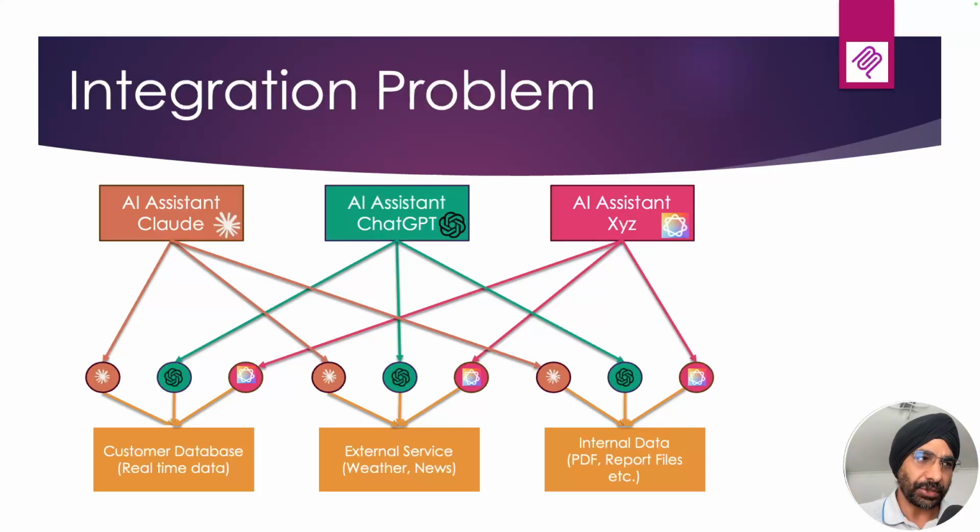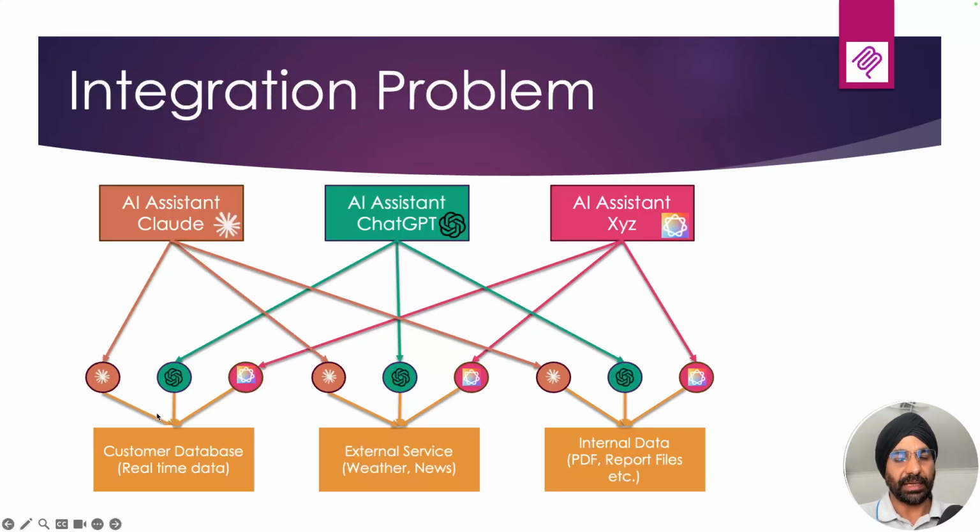But let's try to understand what's wrong with this approach. The biggest problem with this approach is I have to maintain n number of code repositories, each representing an AI assistant. In this instance, just to support 3 AI assistants to my customer database, I had to create 3 code repositories, for example.